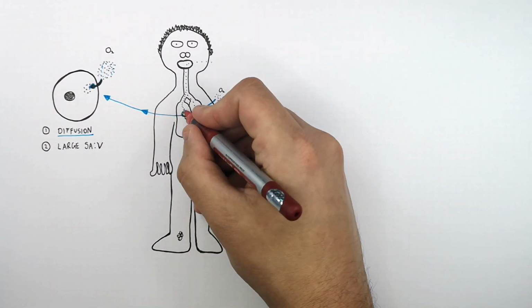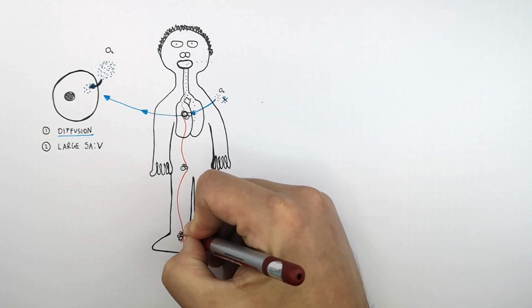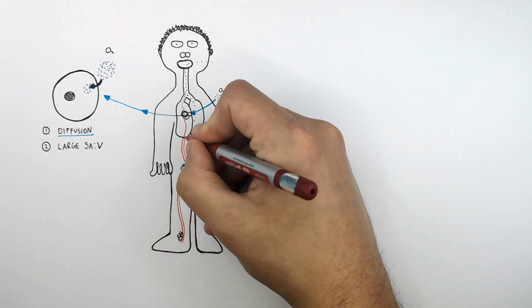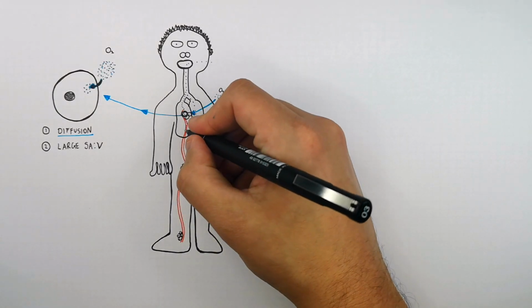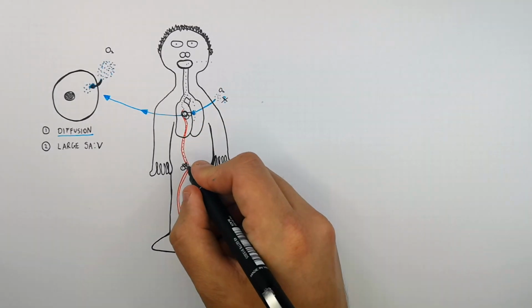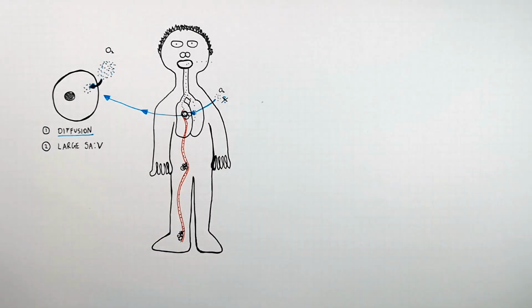So larger organisms do require a circulatory system to transport substances around the body via the blood. So as you can see here, the oxygen is being transported via the blood to cells around the body. This is because humans have a small surface area to volume ratio. So we need a circulatory system to transport oxygen and other nutrients around the body.